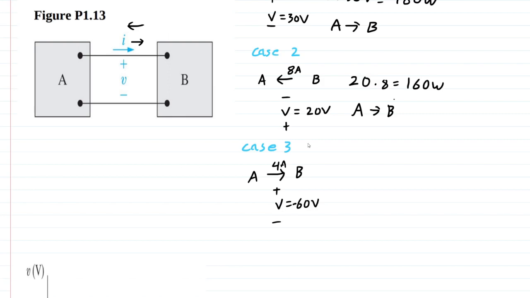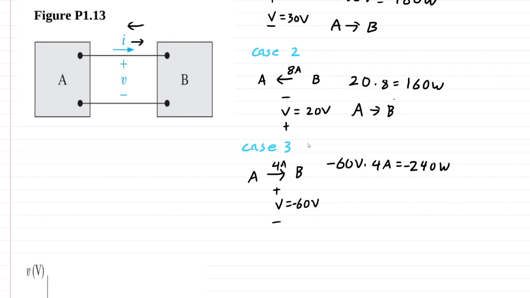Once again, we're going to do P equals V times I. So let's put negative 60 volts times 4 amps equals minus 240 watts. So the power is negative.